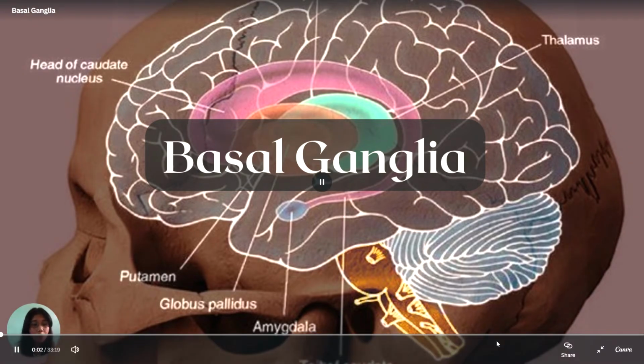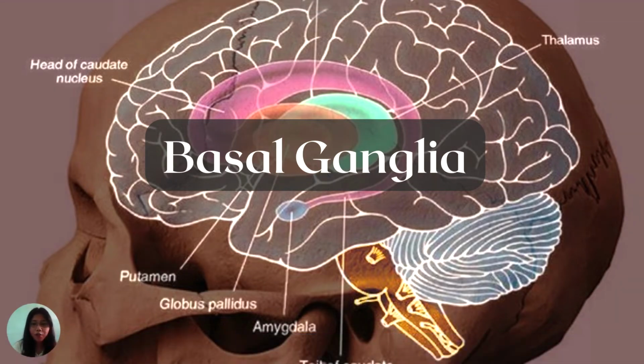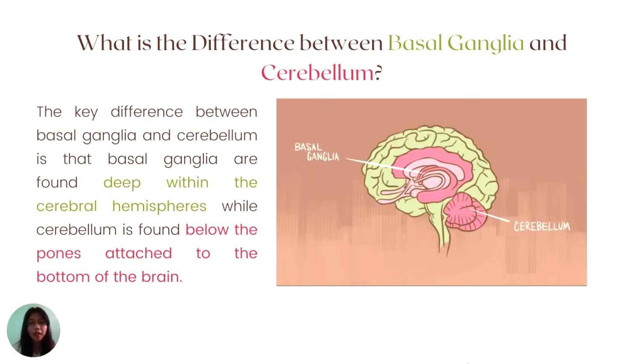So now we are going to talk about the basal ganglia. But first, we will differentiate the basal ganglia and the cerebellum. The key difference between the two is that the basal ganglia are found deep within the cerebral hemispheres, while the cerebellum is found below the bones attached to the bottom of the brain, as you can see in the photo.